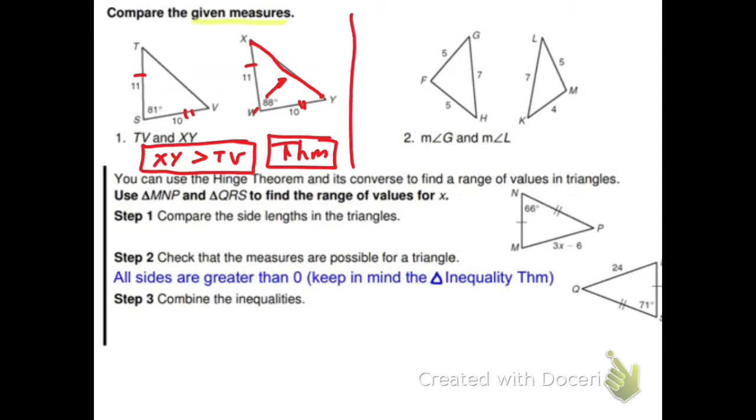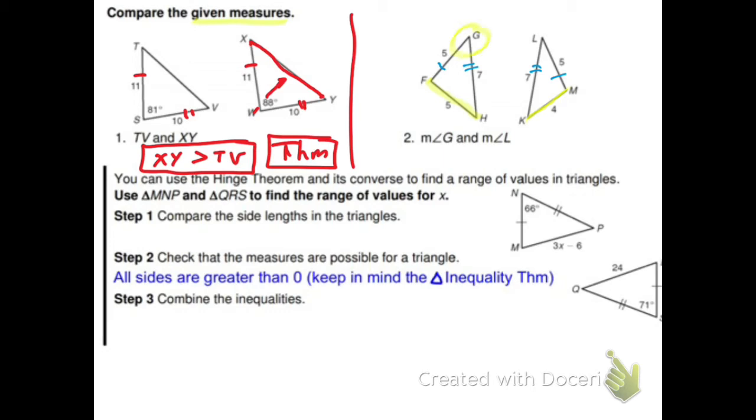Now compare this to example 2. Notice here I have all three side lengths, but I do have two sides that are congruent. Side FG is congruent to side ML, they're both 5. Side GH is 7, side LK is 7, so those are my congruent sides. And then I have my third side, FH, and in my second triangle, side MK.